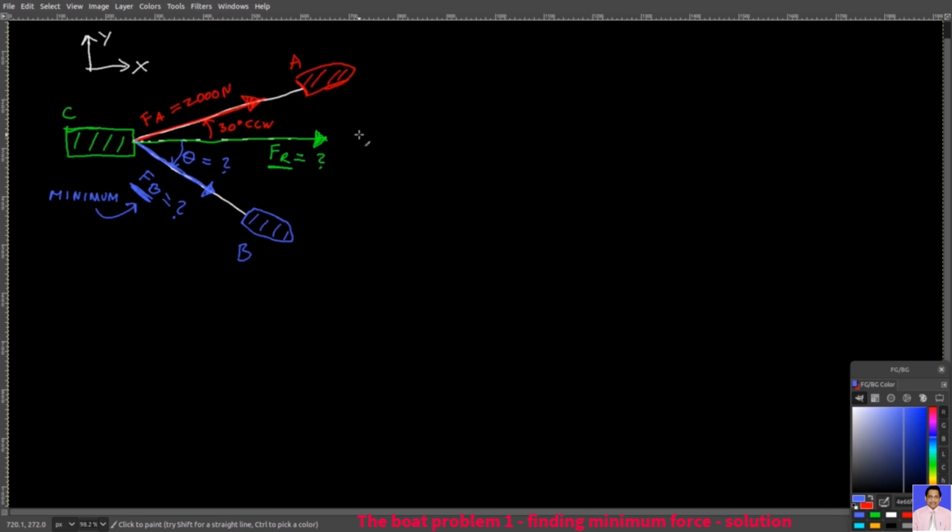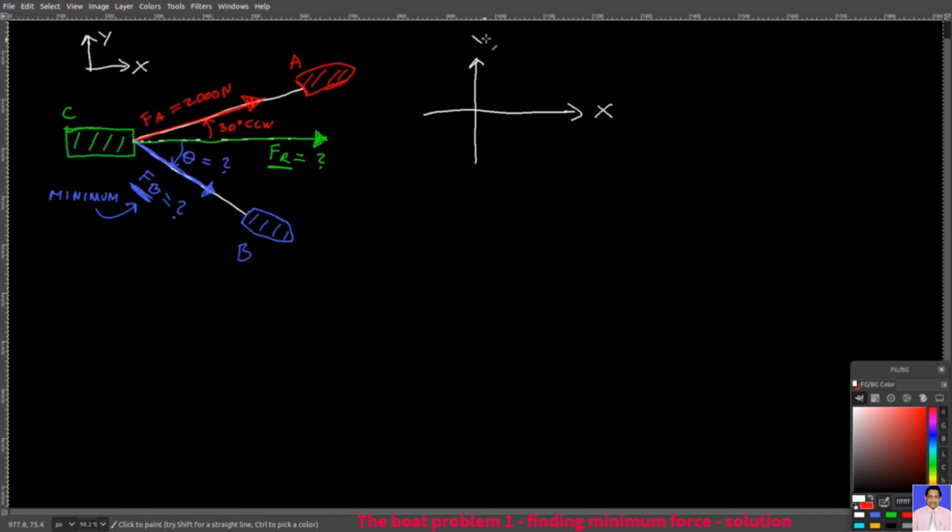Good luck. Welcome back. So let's now solve this boat exercise. You have to find FB, theta, and FR such that FR points in the positive x direction and FB is minimum. You know that FA is 2000 newtons, and you also know that it's 30 degrees counterclockwise. You don't care about the magnitude of FR. You only care that its direction is in the positive x direction.